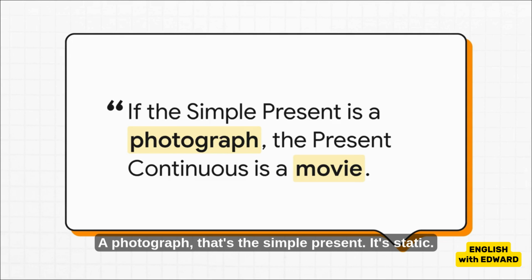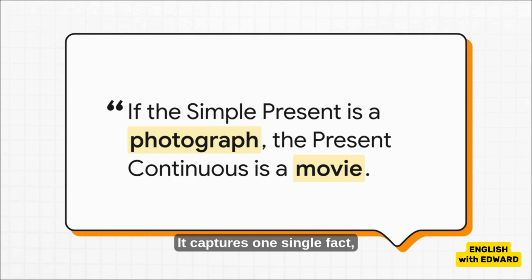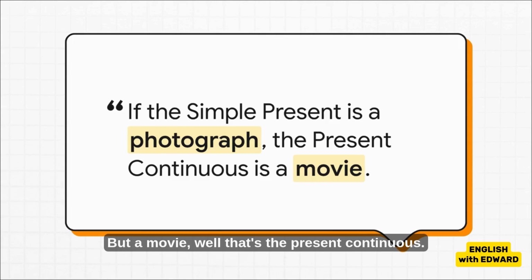Seriously, a photograph, that's the simple present. It's static. It captures one single fact, like he works in an office. But a movie, well, that's the present continuous. It shows the action as it's unfolding. He is working on a big project. See the difference? You're not just getting a fact, you're watching the story happen in real time.